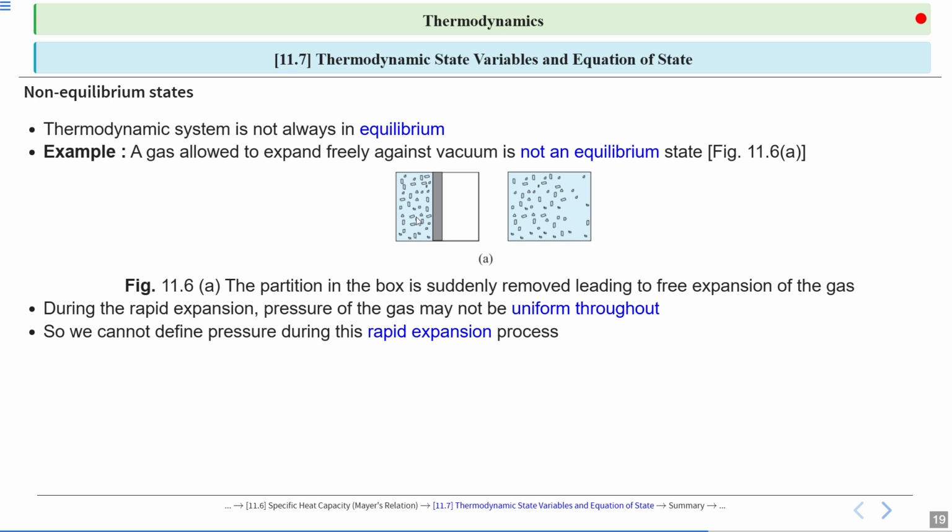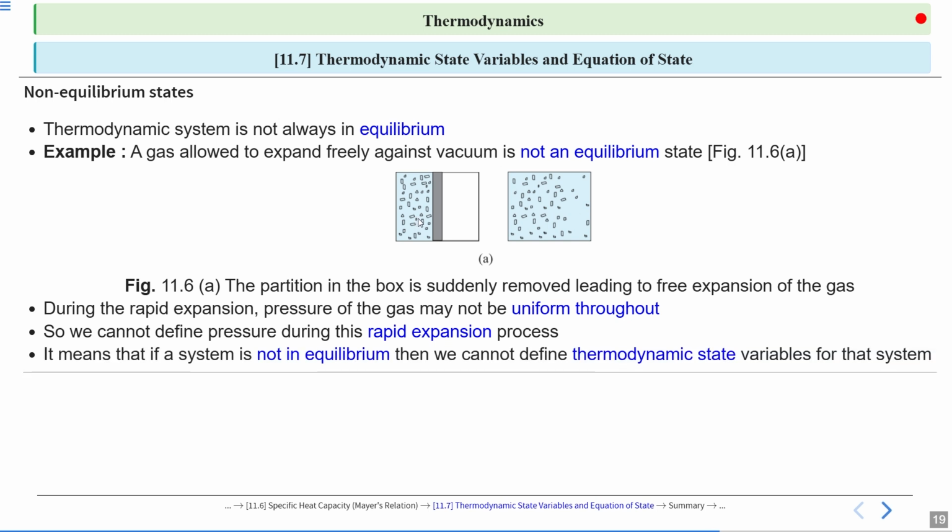So we cannot define pressure during this rapid expansion process. It means that the system is not in equilibrium. Then we cannot define thermodynamic state variables for that system. So these types of systems are not in stable equilibrium. Why? Because there is a rapid expansion, and during rapid expansion, the pressure may not be uniform throughout.